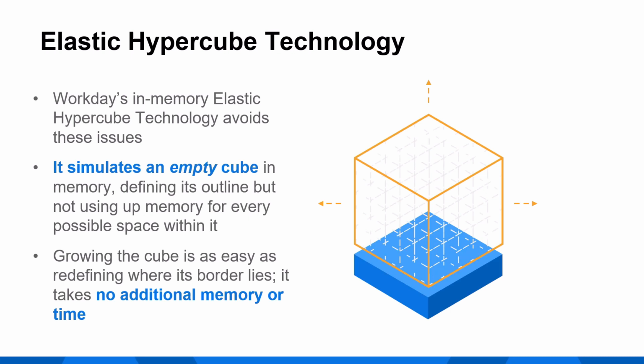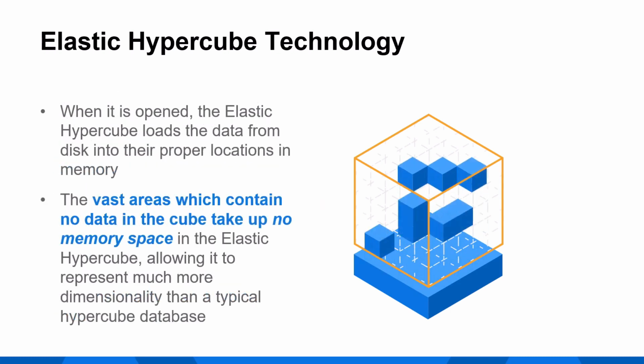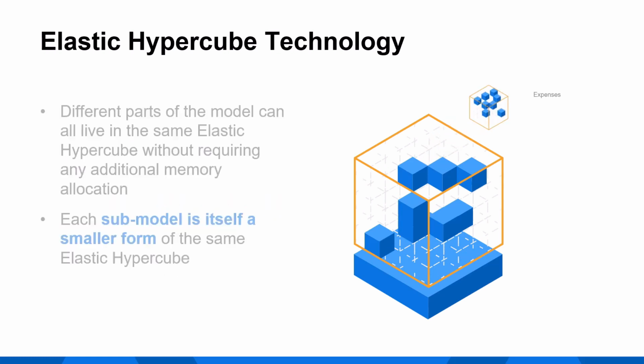This also allows administrators to create a much larger potential hypercube since we only allocate memory for the actual data. Most of our customers have dozens or even hundreds of independent dimensions defined in their Elastic Hypercube. So most customers only need one cube to hold their entire plan and all of its versions. When an Elastic Hypercube database is opened, we define the outline of the cube in memory, then load the data from disk into their proper locations, leaving the rest of the cube blank.